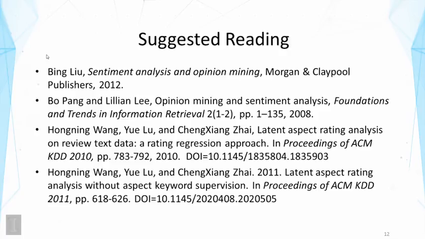The first two are small books that are excellent reviews of this topic, where you can find a lot of discussion about other variations of the problem and techniques proposed for solving the problem. The next two papers are about the generative models for latent aspect rating analysis. The first one is about solving the problem using two stages, and the second one is about a unified model where a topic model is integrated with the regression model to solve the problem using a unified model.